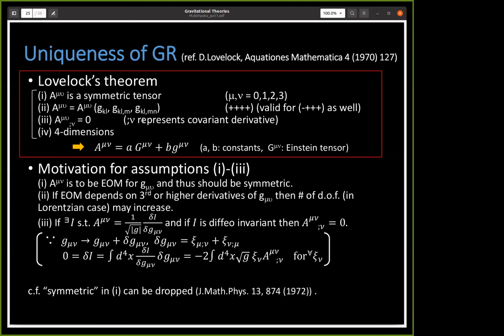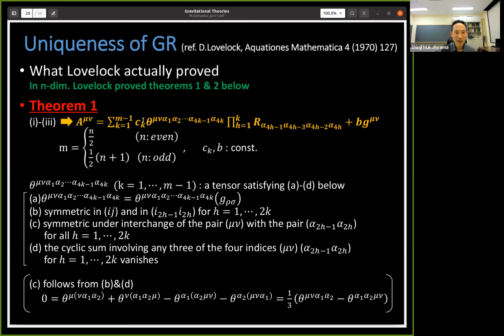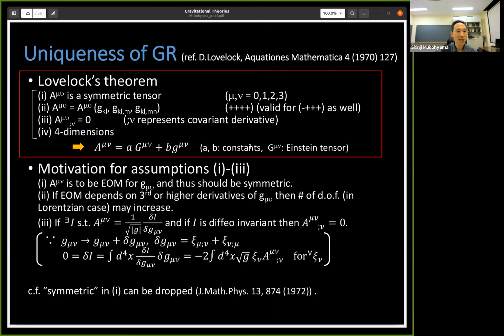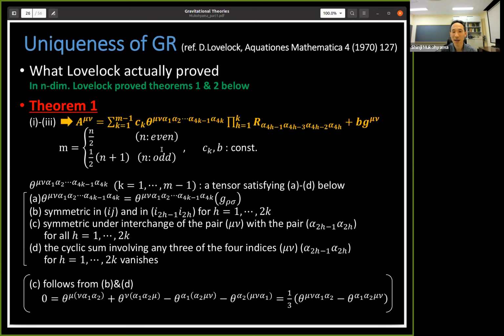Okay. So this is usually what is known as the Lovelock theorem. If you ask some expert about the Lovelock theorem, then usually the answer is this one. But actually, Lovelock proved much more than that. What he actually proved are the two theorems that I'm going to explain: theorem 1 and theorem 2.